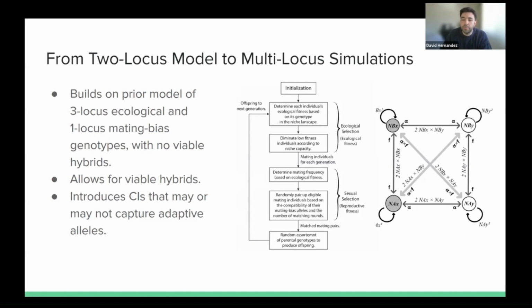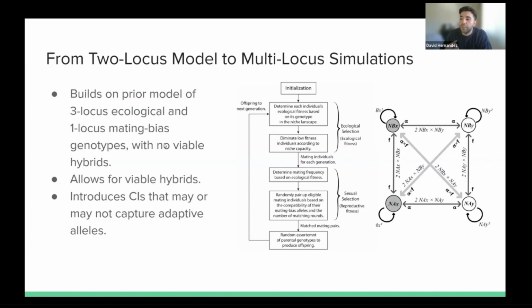This work that we've done builds off of a previous model. In our previous model, we had a 3 ecological locus model with 1 mating bias locus, and it did not allow for viable hybrids. In this model, since most phenotypic traits are polygenic in nature, we wanted to understand the dynamics of these polygenic traits. How these polygenic traits are sorted is integral to the process of sympatric speciation.